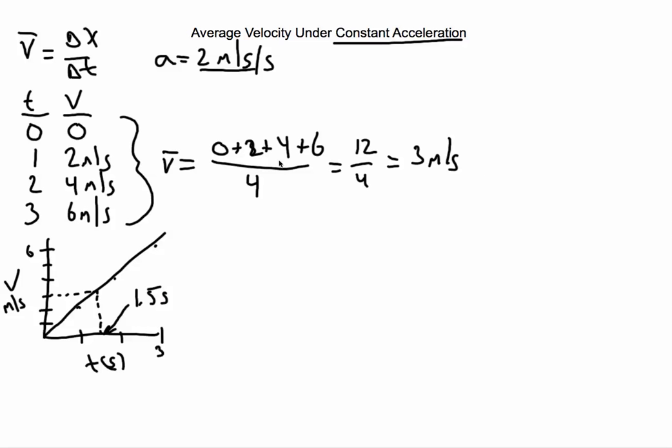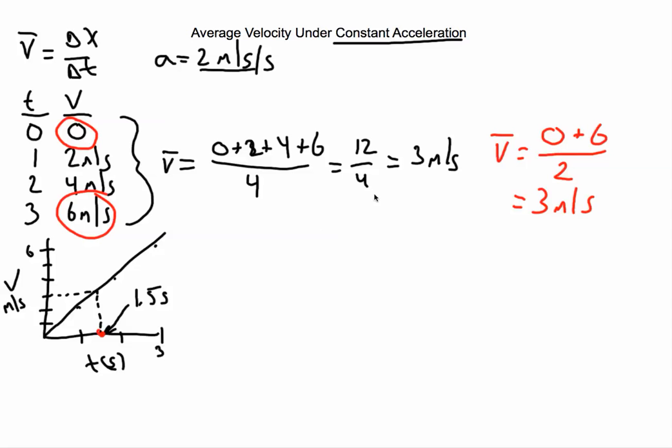Now, we don't even have to add up all of these velocities. In fact, frequently it will be useful to just examine the endpoint velocities, the beginning and the ending. So we could also calculate our average velocity by saying, hey, it started at 0, ended at 6, we have 2 velocities, add them up, divide by 2, and again 3 meters per second. And again, that will occur exactly halfway through the time interval 0 to 3 seconds.